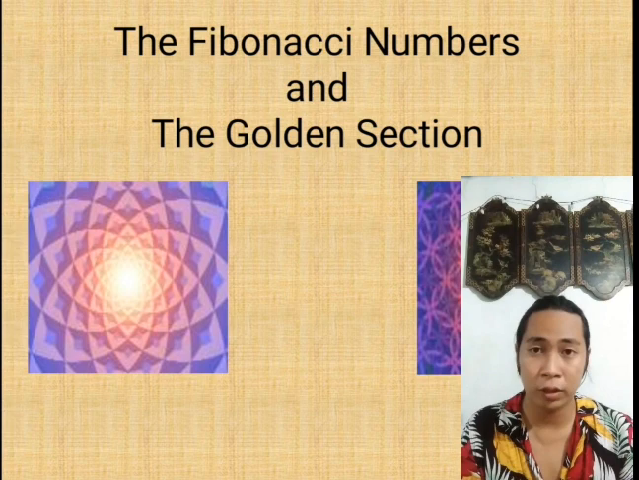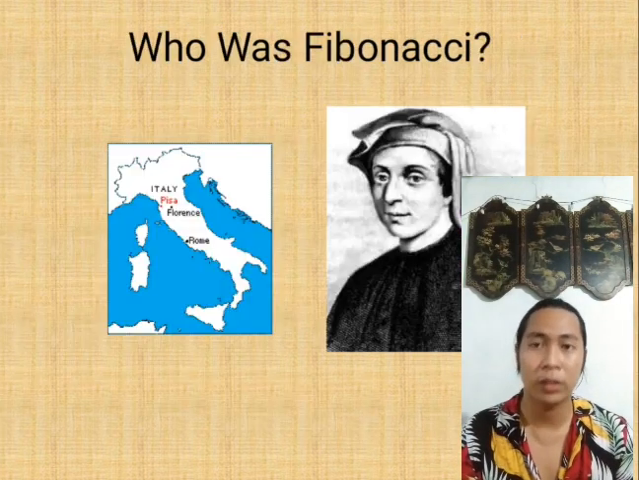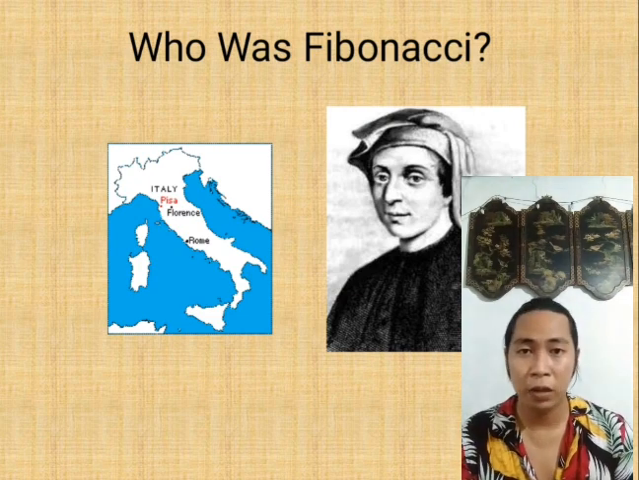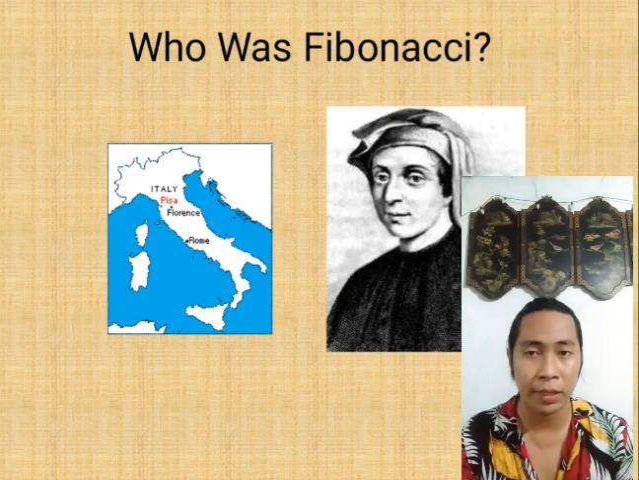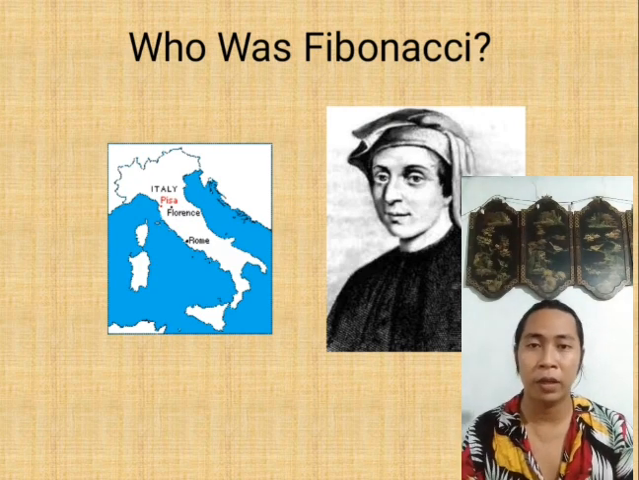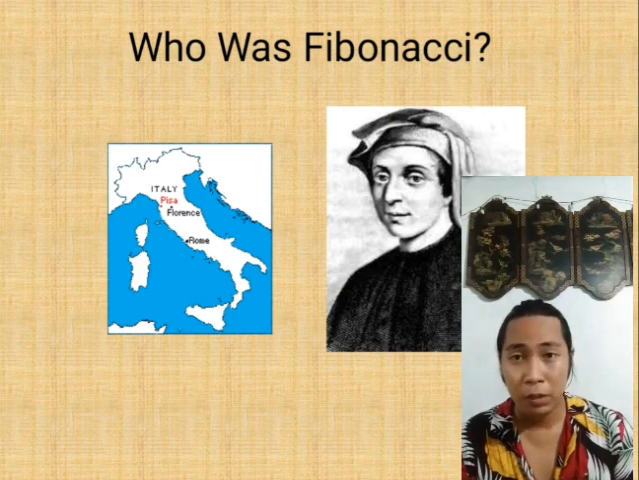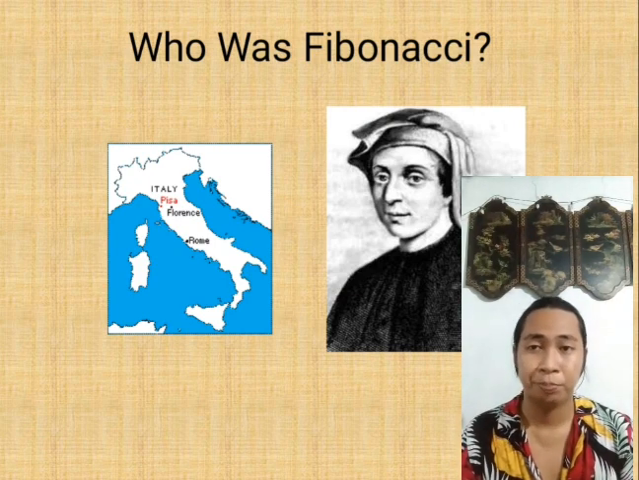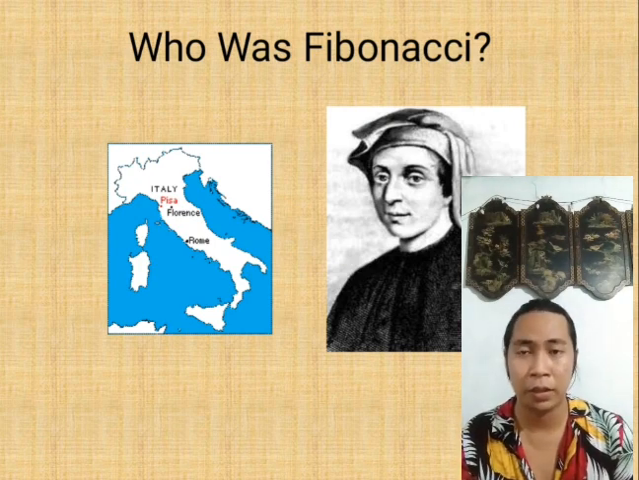The topic I've chosen is the Fibonacci numbers in the golden section. Who was Fibonacci? His full name was Leonardo Pisano, born in Pisa, Italy in 1175 AD. He grew up with a North African education under the Moors, traveled extensively around the Mediterranean coast, met many merchants and learned their system of arithmetic, and realized the advantages of the Hindu-Arabic system.